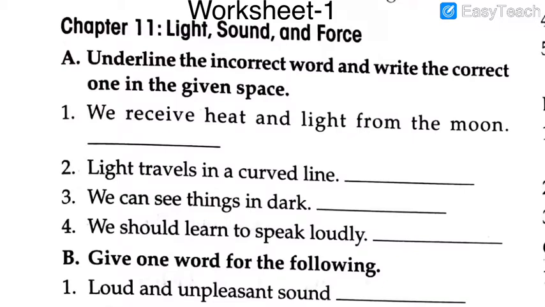So after reading each question and giving you the hint, I'll count 4 or 5. In that much time, if you can, you have to write the correct answer. Question 1. We receive heat and light from the moon. You have a few seconds to get the correct option. First you have to find out the incorrect word and then replace it with the correct one.